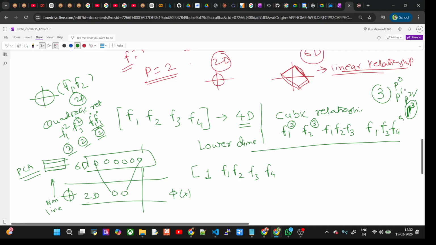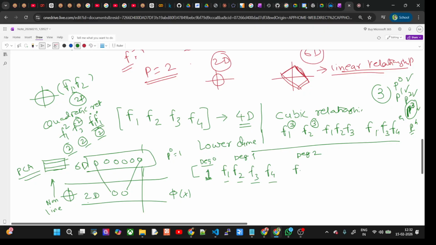P2 will be there, p raised to 1 also will be there, p raised to 0 also will be there, and p raised to 3 also will be there. But there is no p4 because we are expecting only the cubical relationship. So here we consider degree 0, power of 0 is 1, that's why this degree is 0. Here, degree 1 terms, f1, f2, these are separate terms. And here, degree of 2.